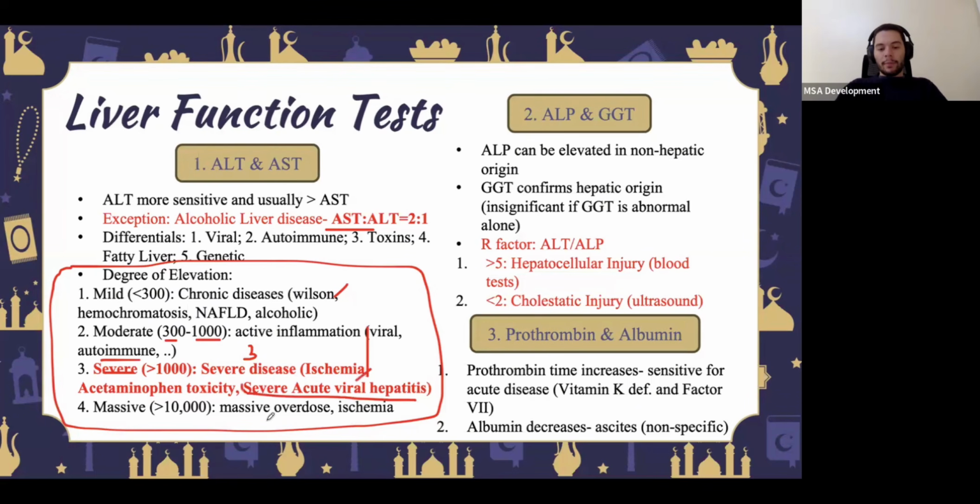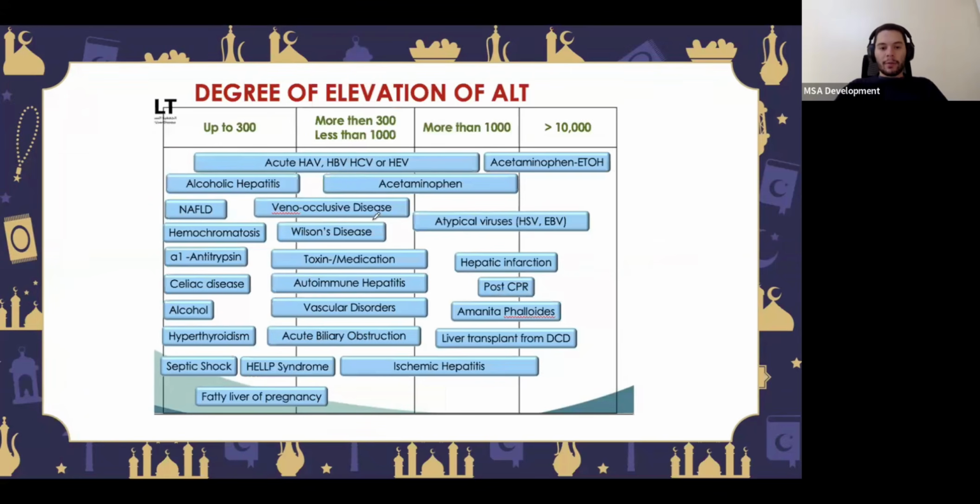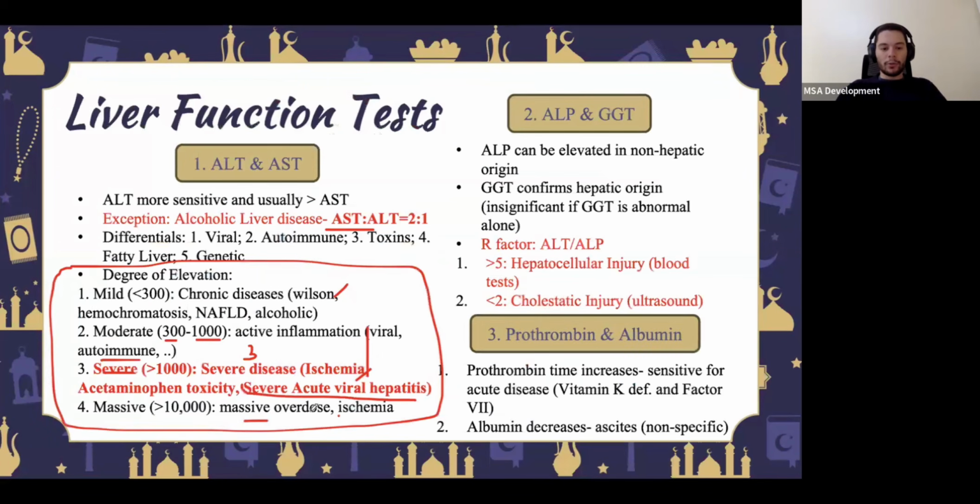Then for massive, again, massive overdose and ischemia. Now, this actually comes from this table over here. I simplified it much more to this. Right? Then you have your alkaline phosphatase and GGT.